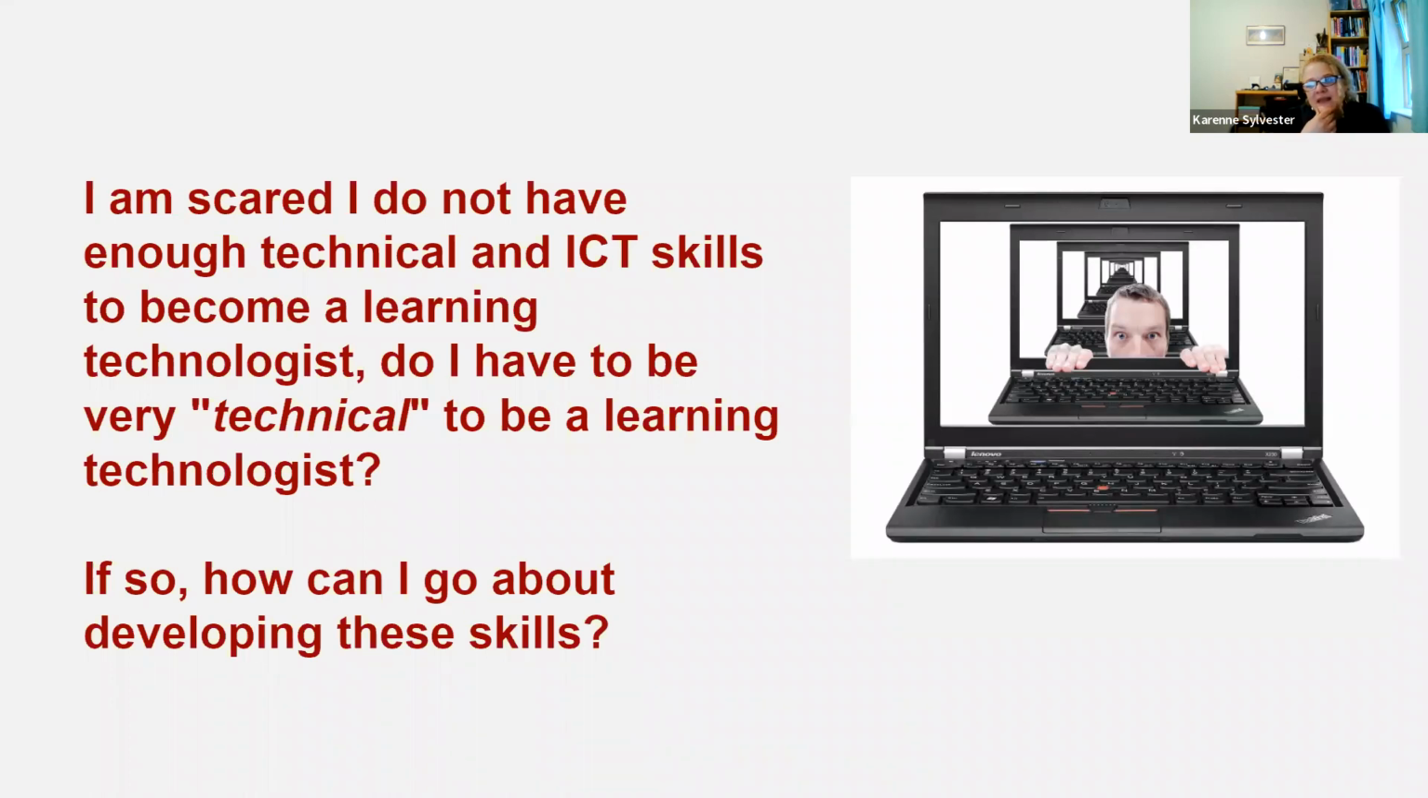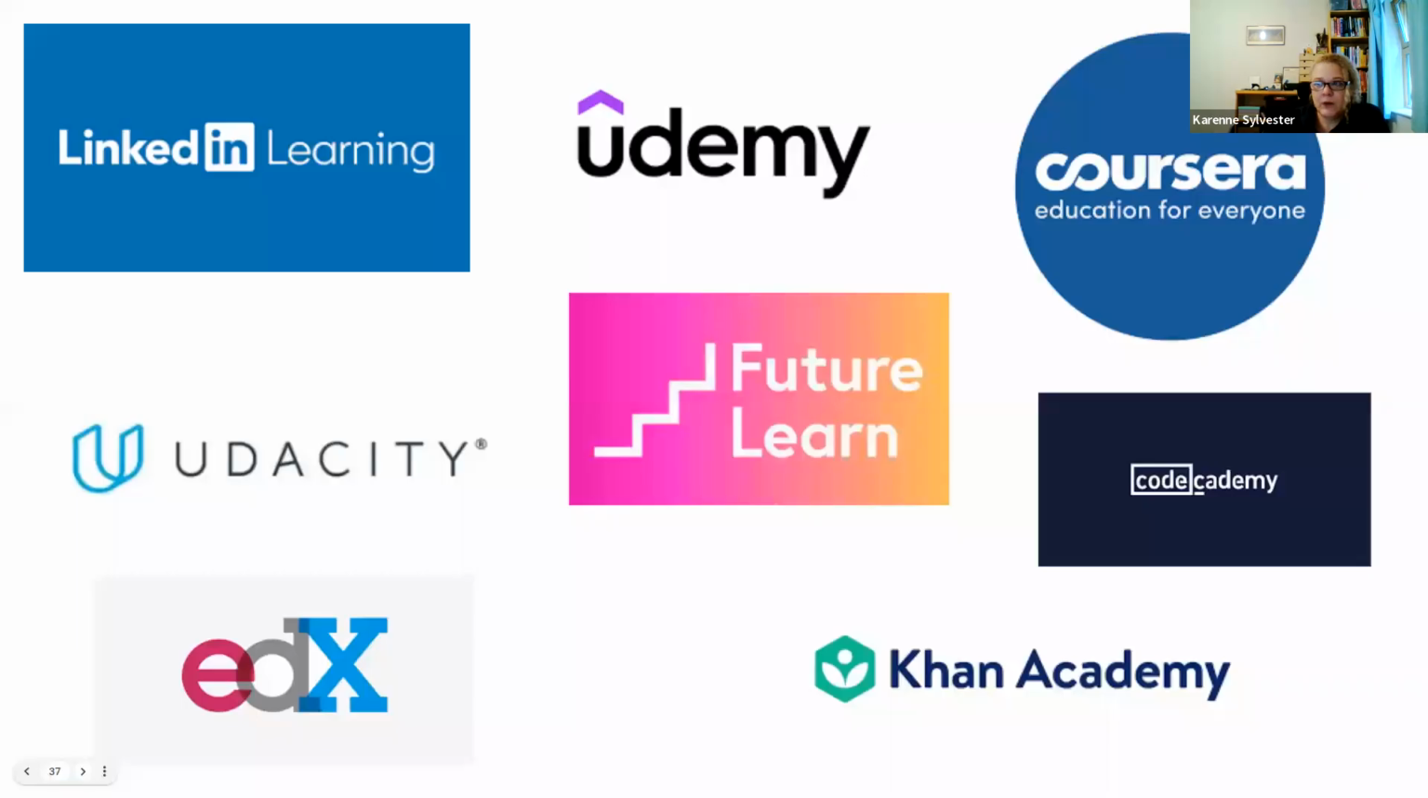So I would say the part that's in this sentence, I'm scared I don't have enough technical and IT skills, you will never, ever, ever have enough technical and ICT skills for anything in life, because technology is moving so much faster than we are. But the part that I would say change is the I'm scared. Don't be scared. Accept that you can't possibly have enough IT skills, but work on having some, you know.